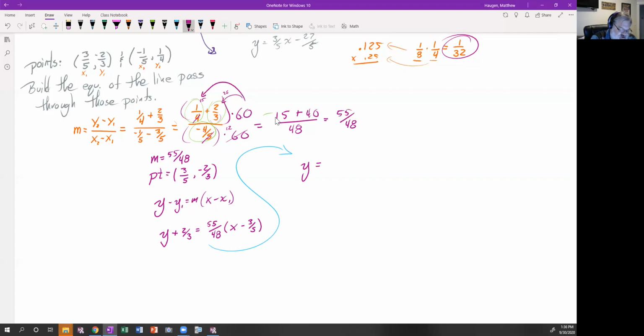I'm going to do the distribution and the subtraction at the same time here, just for convenience. So 55/48 x minus, that 5 is going to cancel with the 5 in the 55, leaving 11 over, that 3 is going to cancel with the 3 in the 48, leaving 16. So it turns into a nice 11/16. That was convenient. And then minus 2/3.